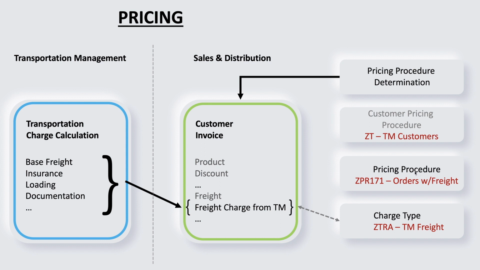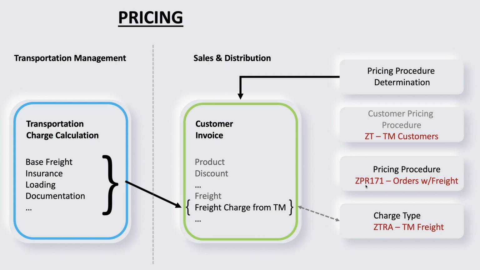But in saying all of this, it means that we also need to establish a new pricing procedure determination. In other words, we need to tell the system that if those parameters present themselves, then we want you to use pricing procedure X over pricing procedure Y as an example.